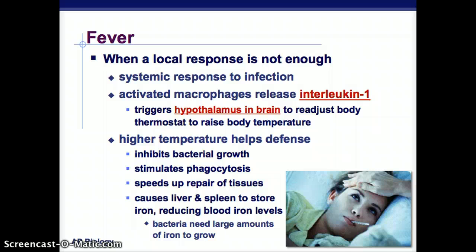And that higher temperature helps out the defense in many ways. One, it inhibits bacterial growth, right? Like when you cook your food, it kills bacteria. Same way in your body. You heat up, it kills bacteria.